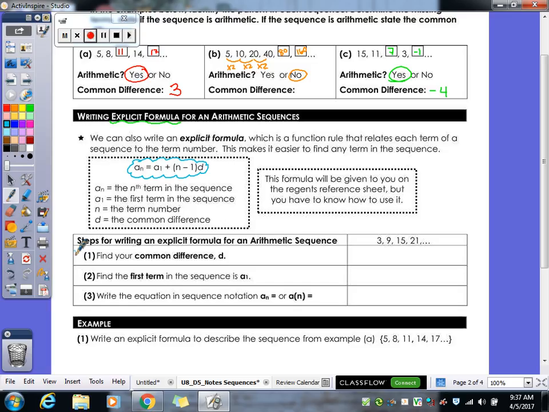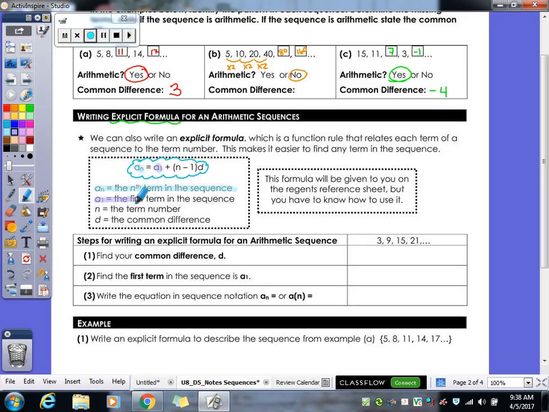So I made this little list here for us. A sub n, that is your nth term of your sequence. We generally don't know that one. That's usually the one we're trying to find. Like they'll ask you to find the 20th term of your sequence or find the 100th term of your sequence. So that would be your nth term. That's the one we're looking for.